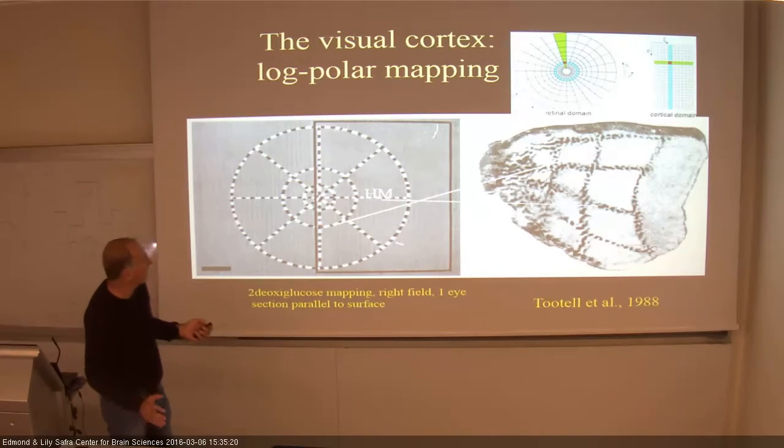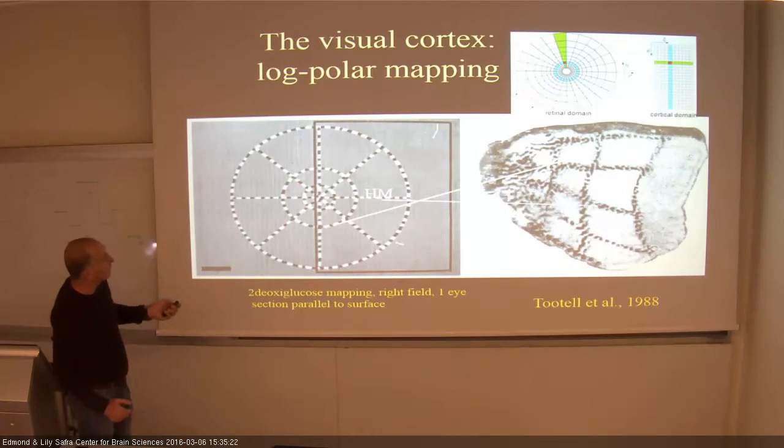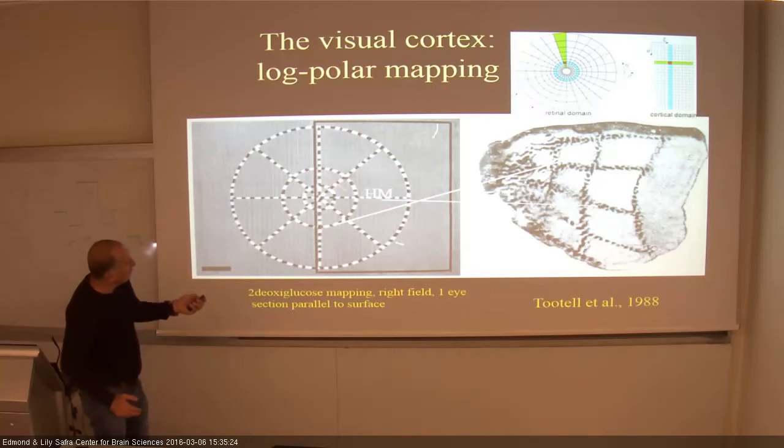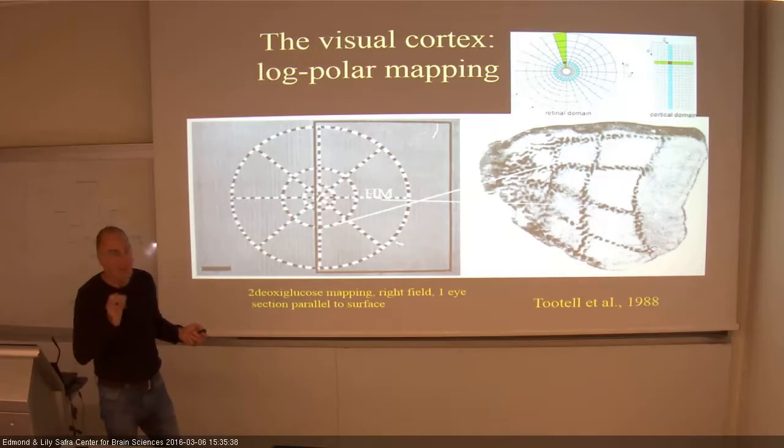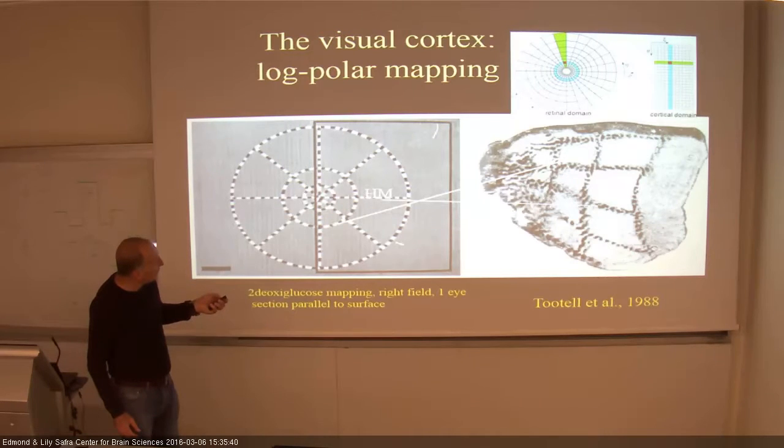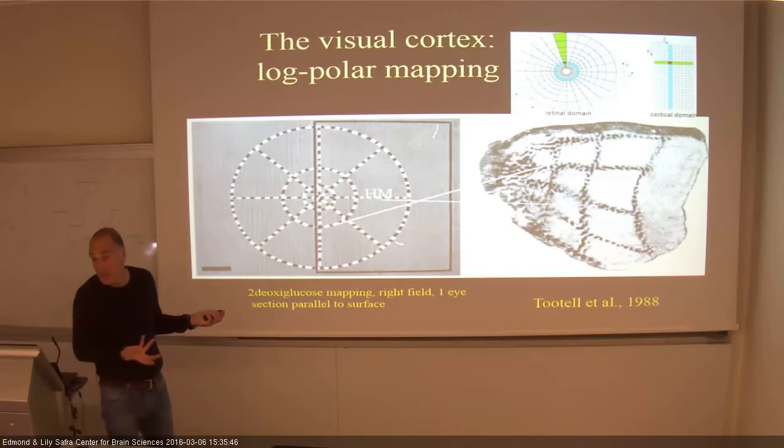So let me explain what we see here. This is the stimulus that they used. It's a bullseye, not a checkerboard. This is the vertical meridian, this is the horizontal meridian, and it's flickering. Neurons which have receptive fields in that area are going to be active. If a neuron has a receptive field here, it's not going to be active, right?